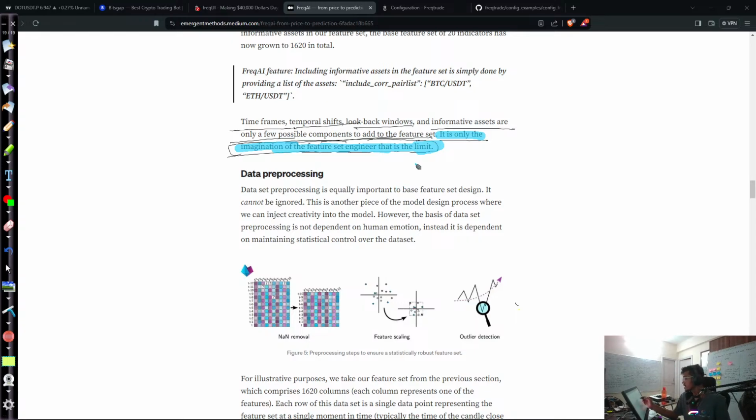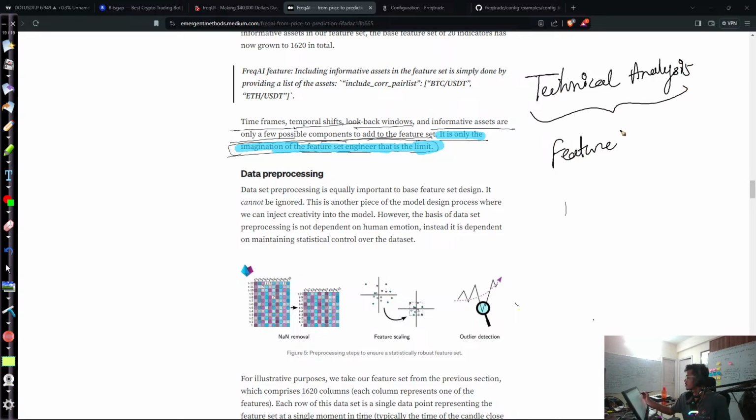So what I like to say is, if you know about technical analysis, you basically are a feature set engineer. Now you can understand that this is where we have to do a lot of work, and with technical analysis we also have to be an AI engineer as well.